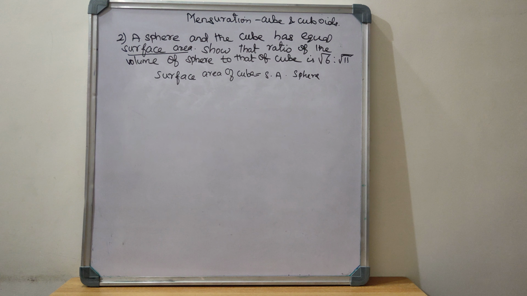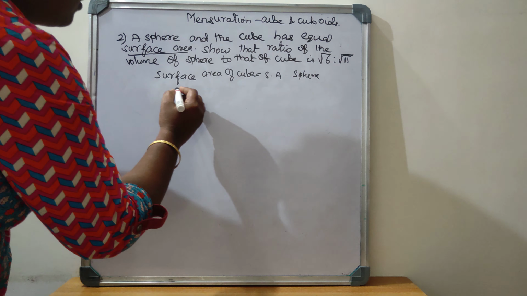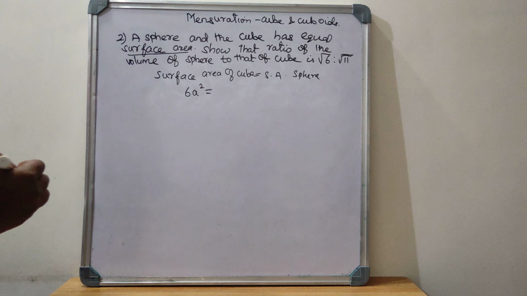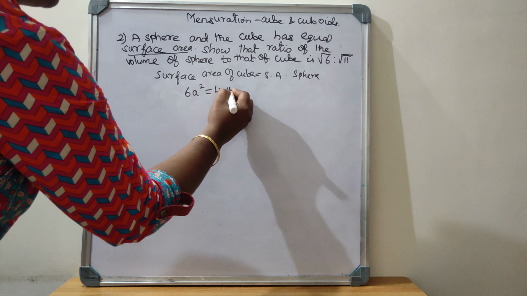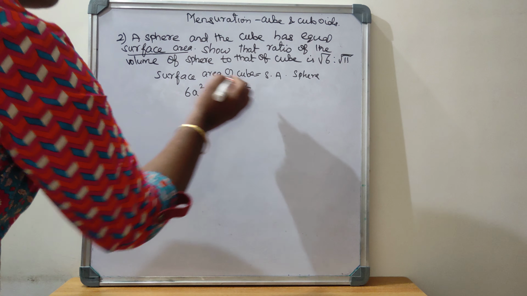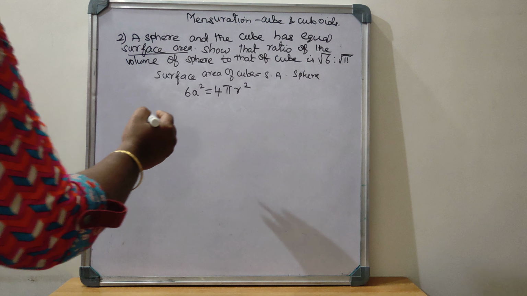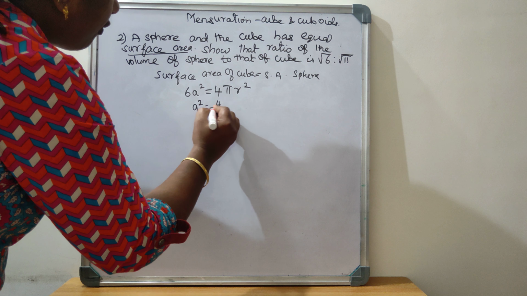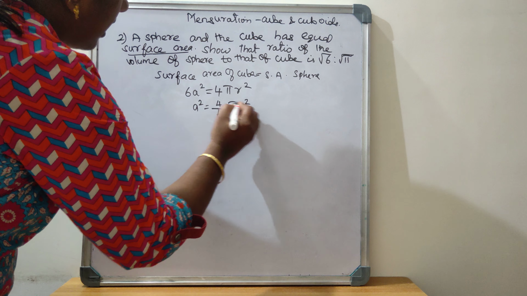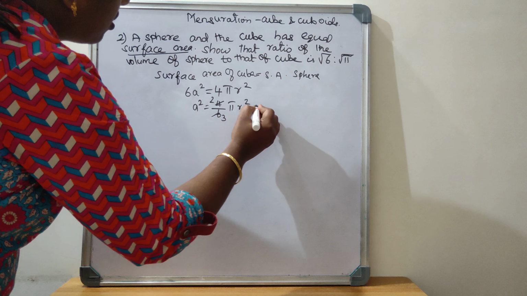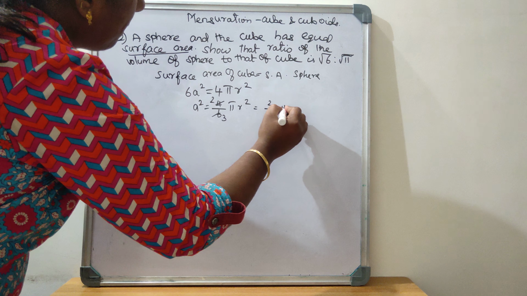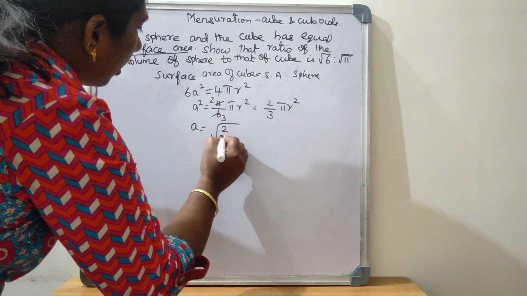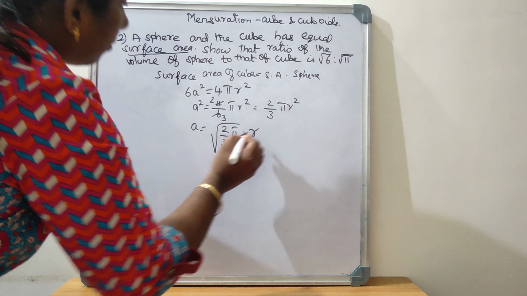So surface area of the cube, 6a square, equals surface area of the sphere, which is 4 pi r square. By using this relationship, first we'll find a. So a square equals 4 by 6 pi r square, so you will get 2 by 3 pi r square. So a equals root 2 by 3 pi into r.